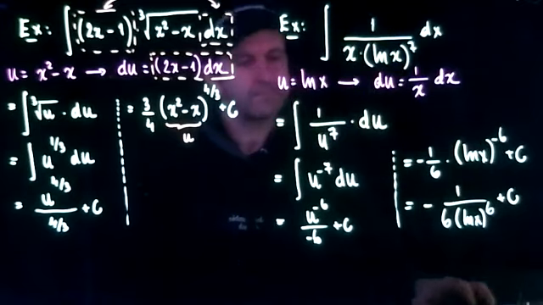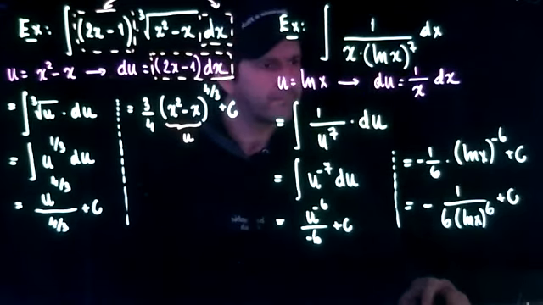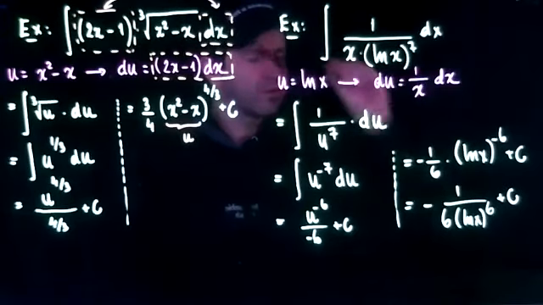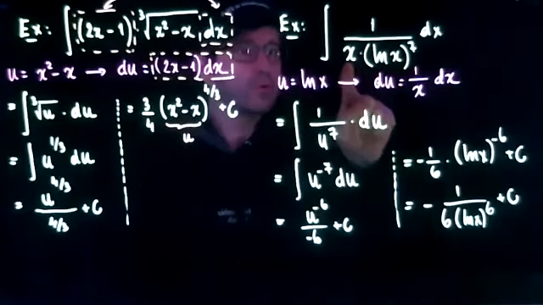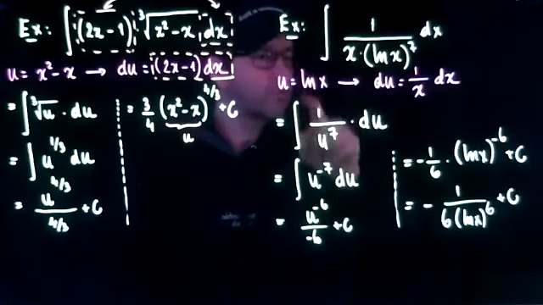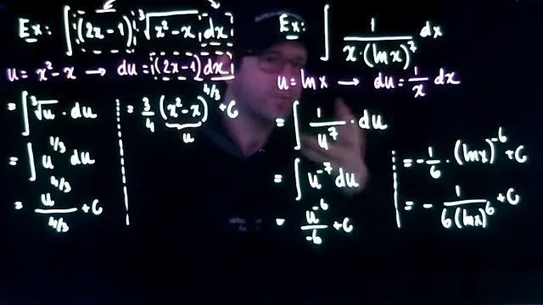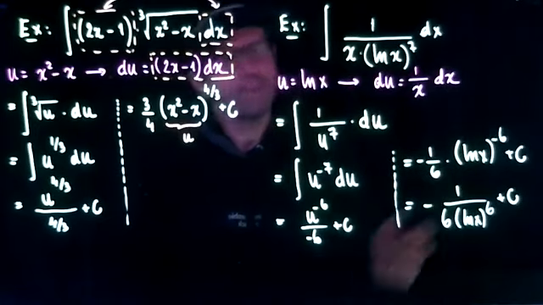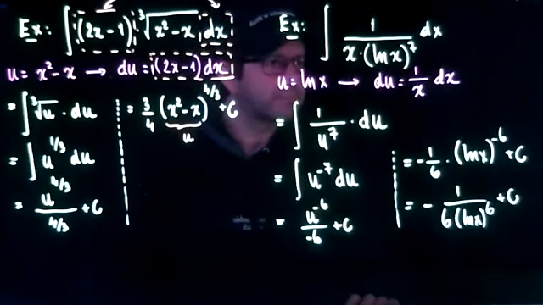Sir, why did we take ln x as u and not x ln x to the power of 7 as u? Try u equals x ln x to the power of 7. You'll see that you have to try. You're going to go in the wrong direction and it's getting too complicated. But how can we figure out which one to use as u?